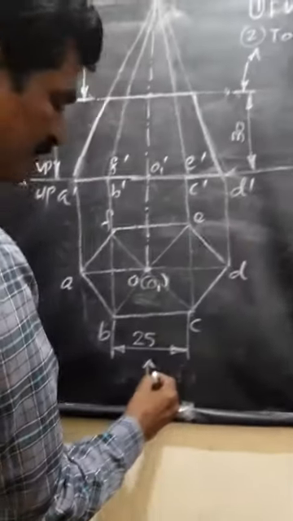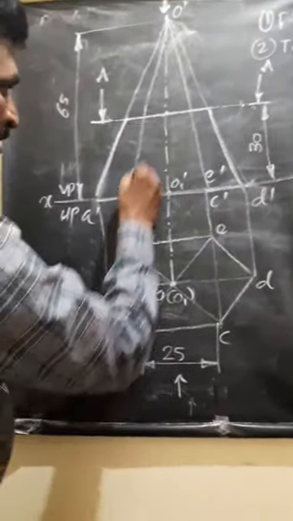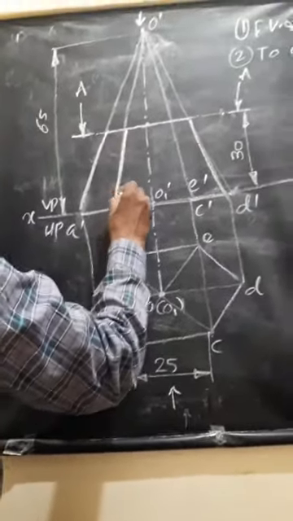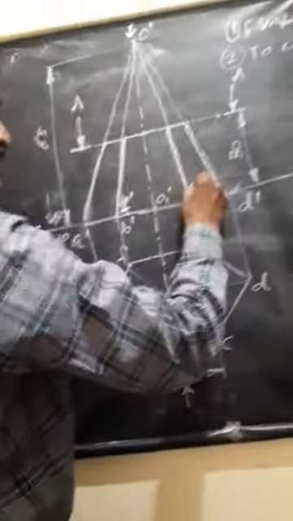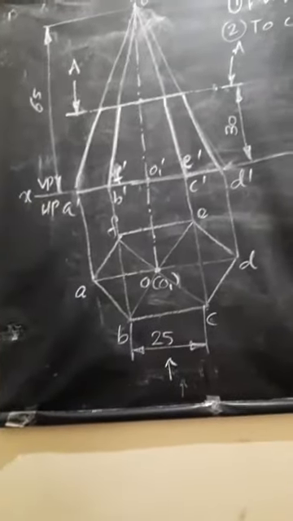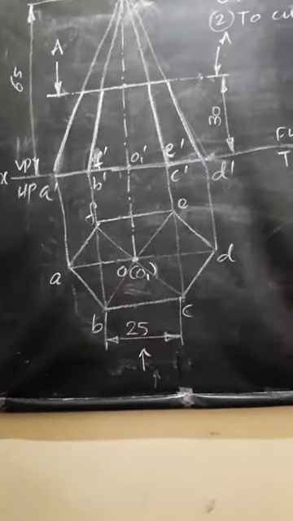So if I see from the front, point P is visible. So from here to here dark. Point C is visible. Again from here to here dark. Okay. So step number 2 is over.